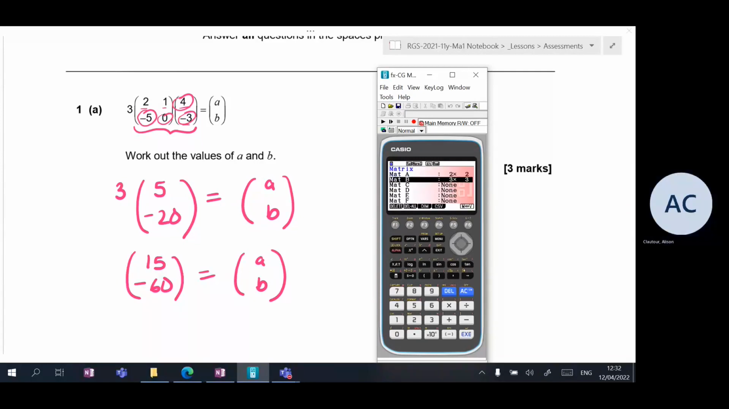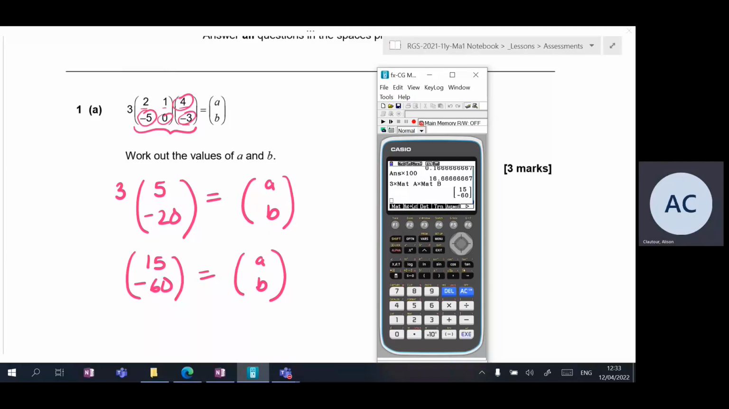For the second one, remember it's number of rows first, so I've got 2 rows and 1 column, so it's 2 by 1. So 4, minus 3, press exit. Now if we go back into this mode, we're doing 3 times, and then you need to go to options. When you press F2, it's matrices, and F1, you need to say it's matrix A. And then times matrix B. And then you can see it gives you 15, minus 60.